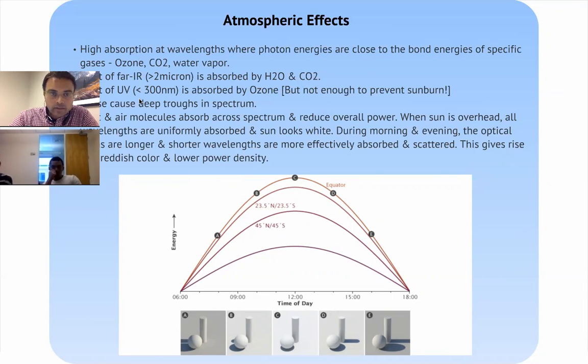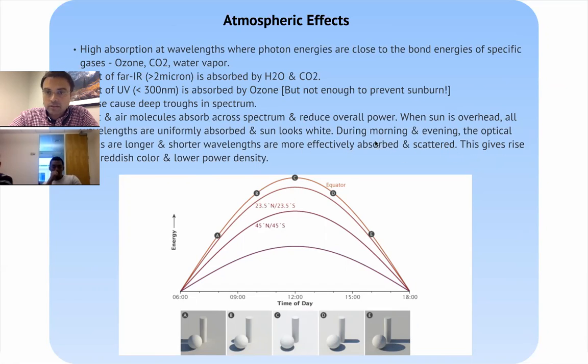In any case, all these absorptions cause these very deep troughs in the spectrum, very large changes. The dust and air molecules absorb across the spectrum to reduce overall power. So we know this from experience. When the sun is overhead, all the wavelengths are roughly uniformly absorbed, and the sun looks white, whereas during morning and evening, the optical paths are longer, and the shorter wavelengths are more effectively absorbed and scattered.